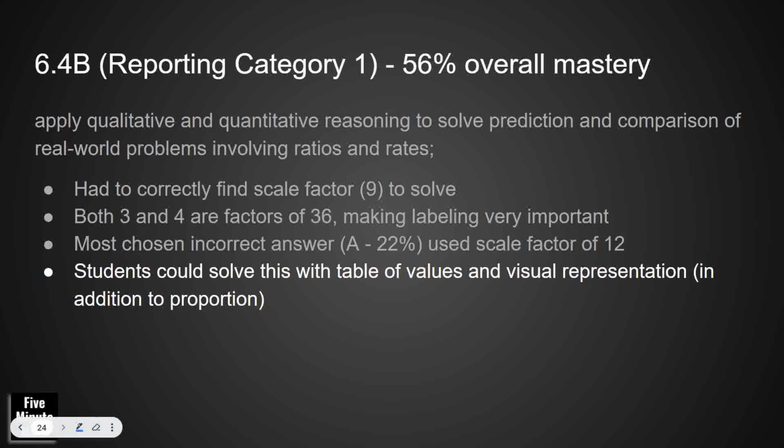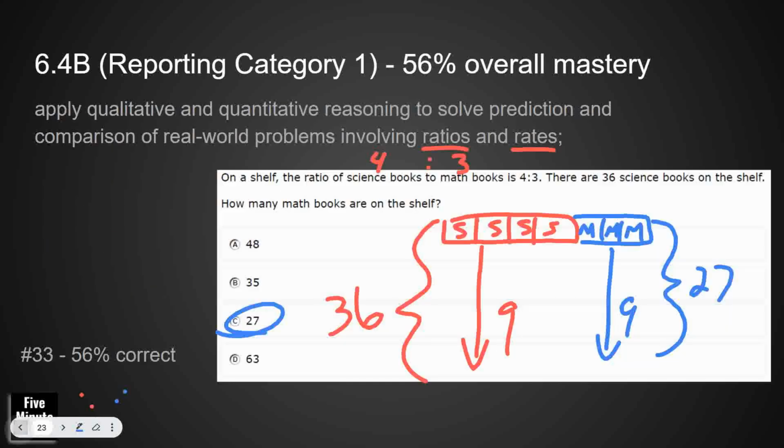Now, here's the difficult part. Both 3 and 4 are factors of 36. So I've got a 4 and a 3 and a 36. What I could have done is, instead of dividing that 4 into 36 and getting 9, I could have divided that 3 into 36, and I could have gotten 12. Multiply that by 4, and you get your other answer of 48.